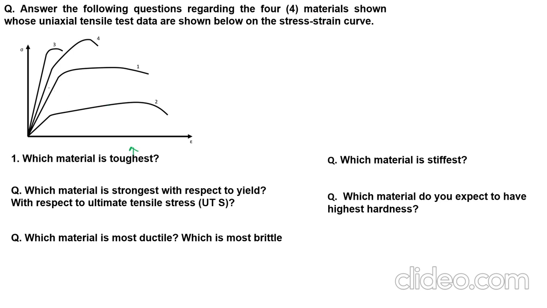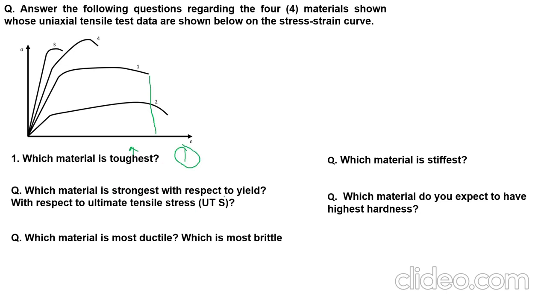Material 1, because it will have this much area and it will have a maximum toughness because the area under the curve is large, right? So 1. Then we have which material is strongest with respect to yield and with respect to ultimate tensile stress.